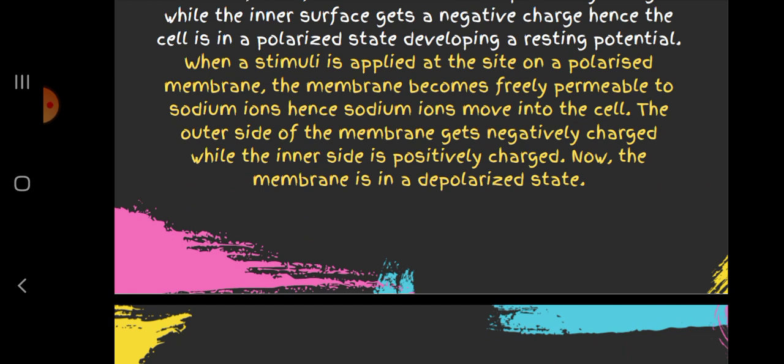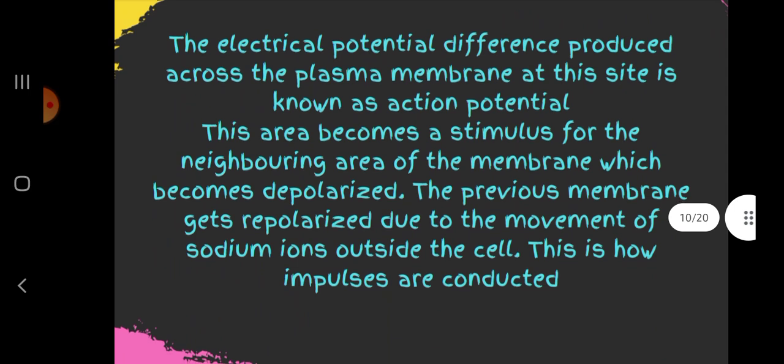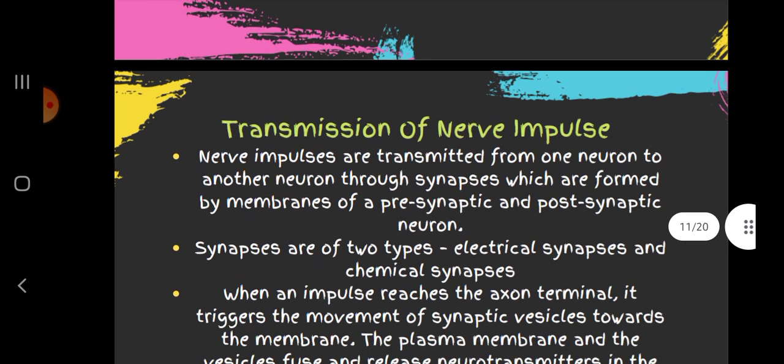When a stimulus is applied at a site on a polarized membrane, the membrane becomes freely permeable to sodium ions. Hence, sodium ions move into the cell. The outer side of the membrane gets negatively charged while the inner side is positively charged. Now the membrane is in a depolarized state. The electric potential difference produced across the plasma membrane at the site is known as action potential. This area becomes a stimulus for the neighboring area of the membrane, which becomes depolarized. The previous membrane gets repolarized due to the movement of sodium ions outside the cell. This is how impulses are conducted.